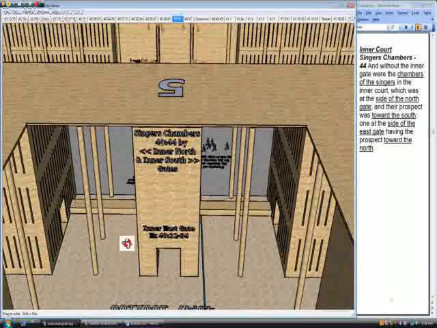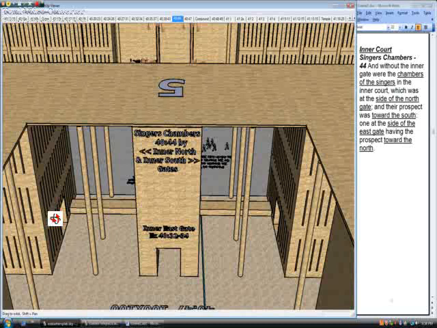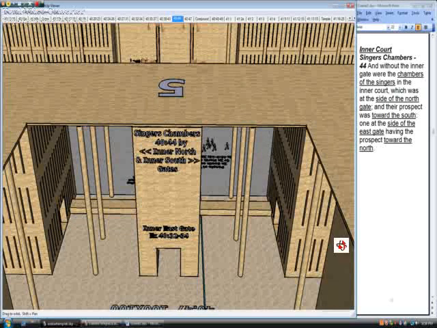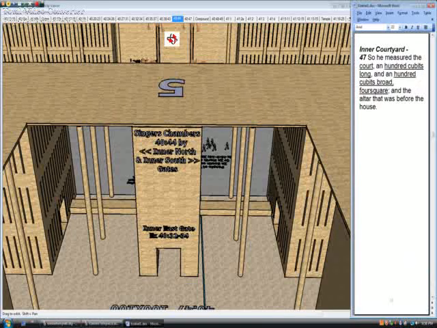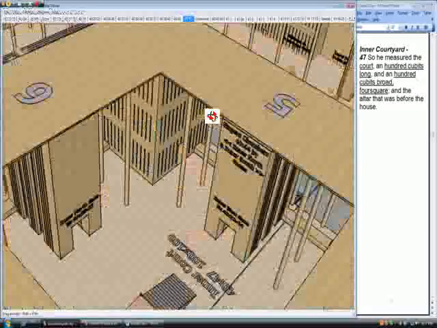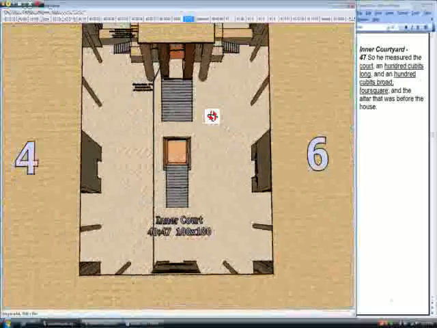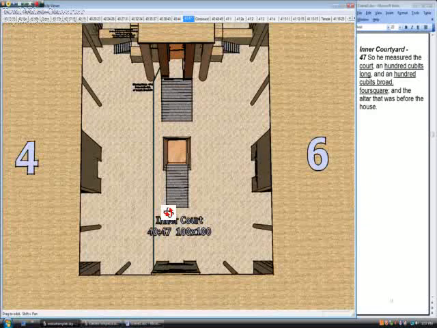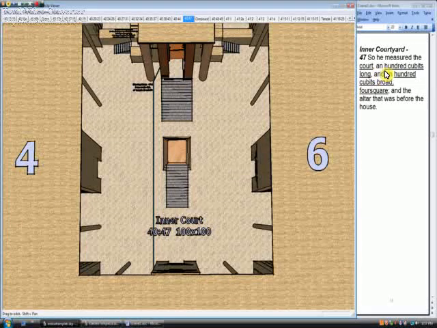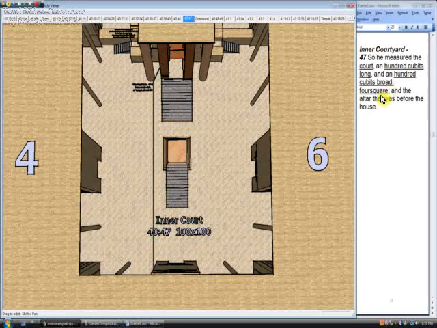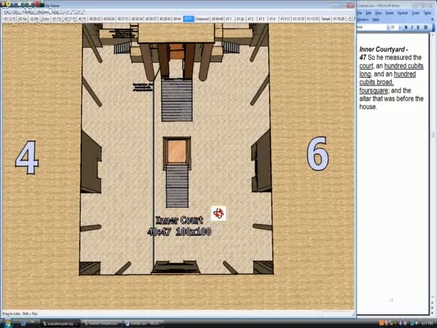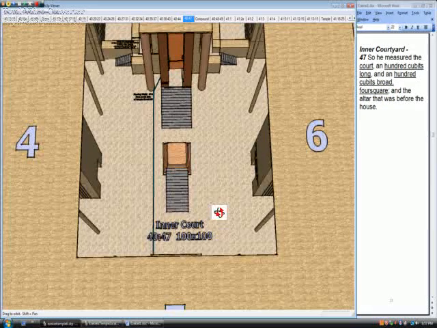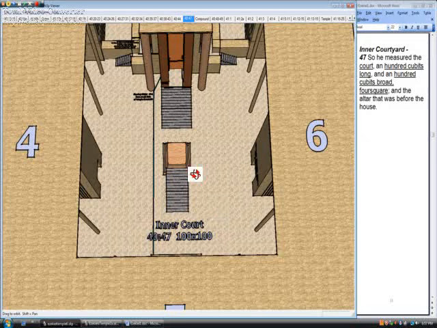Here's the chambers for the singers on the inner court. One is on the north with its door on the south. The other is on the south with its door on the north. Here's the inner court, 100 cubits long, 100 cubits broad, four square. We know what four square symbolizes. And the altar is before the house, meaning the temple.